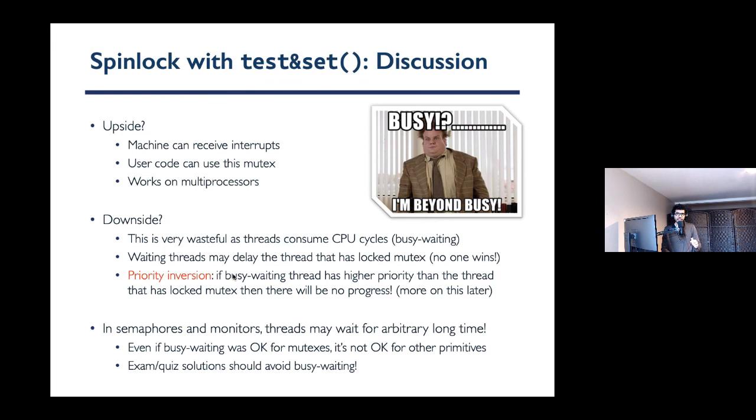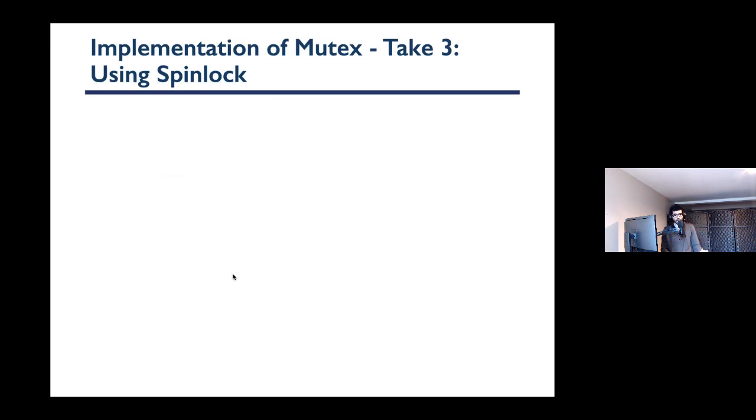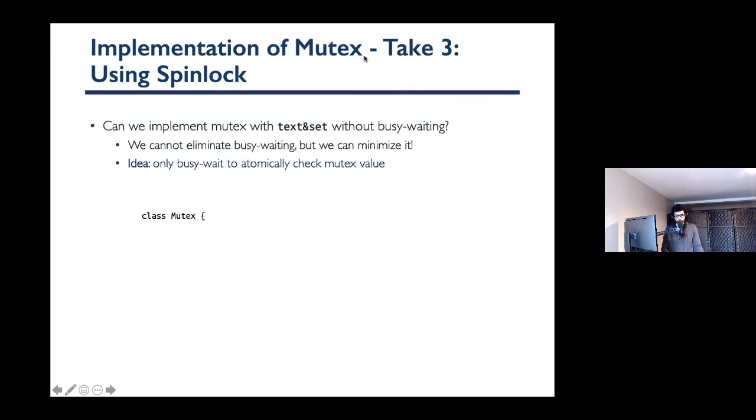So just keep in mind that priority inversion could happen with this implementation. So busy waiting, bottom line, is bad. We have to solve the problem. How do we solve the problem? This is the implementation of Mutex take 3. I'm going to use spin lock to implement Mutex. And this is how I do it.